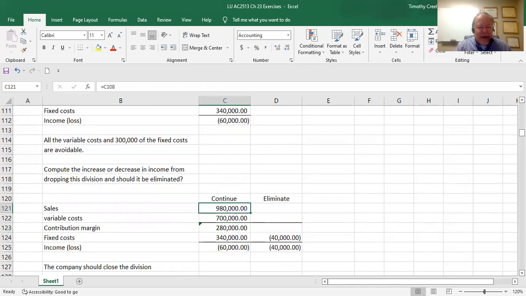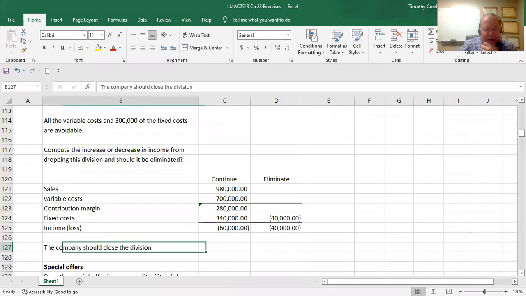If they continue, with the same information as above, they're going to have a net loss of 60,000. But notice that 300,000 of the fixed costs can be eliminated. So of the 340,000, 300,000 can be eliminated, and there's still going to be $40,000 of fixed cost there. So their net loss would be 40,000. In this case, they should close the division because overall they would be $20,000 better off, the difference between the loss of the segment and the loss without the segment.